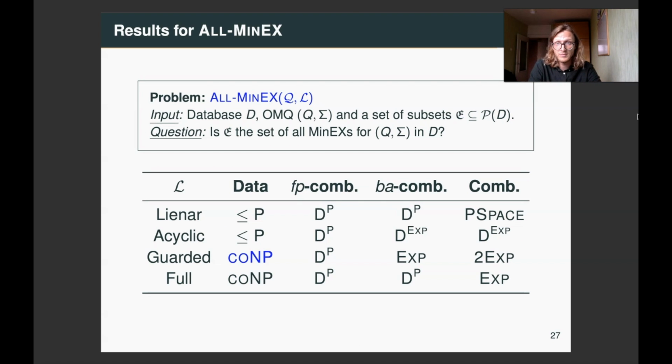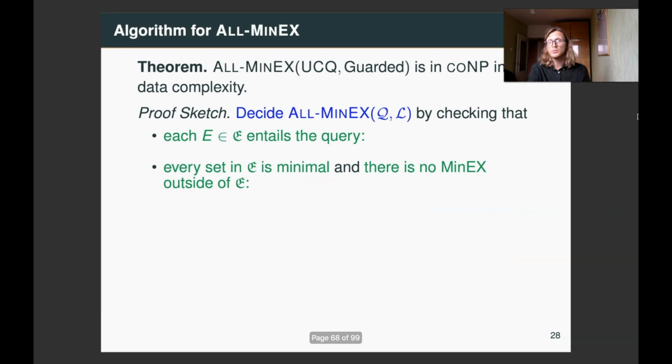Another fundamental problem is AllMinEx, the problem of recognizing the set of all minimal explanations. And we show the membership in the guarded fragment of existential rules in the data complexity. So we show that in this case AllMinEx is in co-NP. So to decide AllMinEx, we need to check that a given set of subsets of the database, each subset entails the query, okay, and that every set in the set of subsets is minimal, and that there is no MinEx outside of this set.